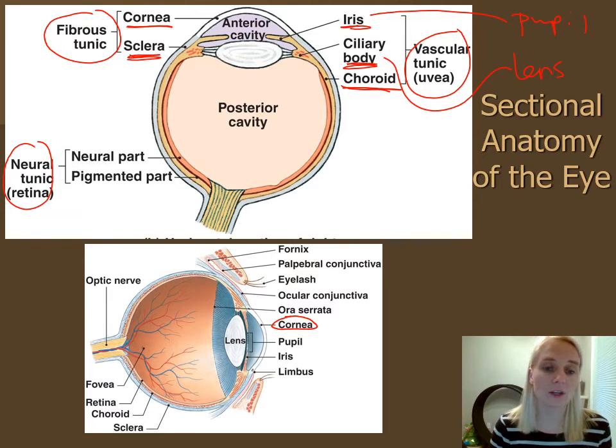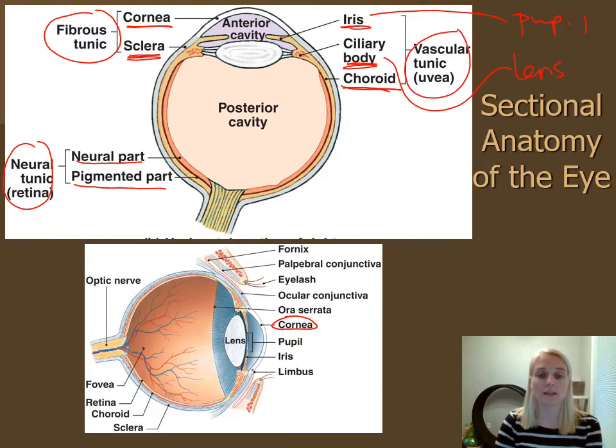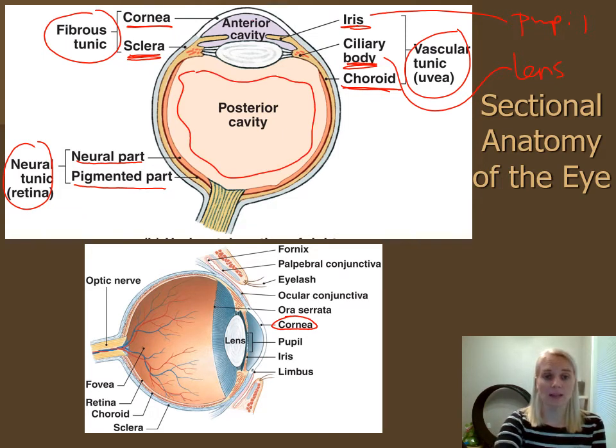All right. And then the neural tunic, the third layer, we have the neural part, which is where your rods and cones are located, sometimes called the retina. And then the pigmented part, which is a layer of simple cuboidal epithelium with high levels of melanin. We'll see that a little bit in a close-up picture of the retina. All right, so that's the major organization of the eyeball in the three tunics. And we do have some open spaces inside that are filled with fluid. So we have the posterior cavity, which is all of the space behind the lens, and the anterior cavity, which is all of the space in front of the lens. Okay, so posterior and anterior, that makes sense. And we'll talk about the fluids that are found in those here in a little bit.